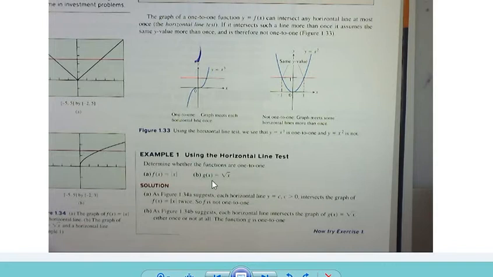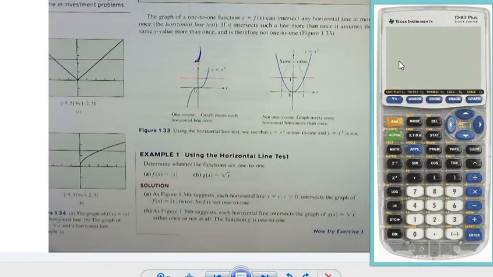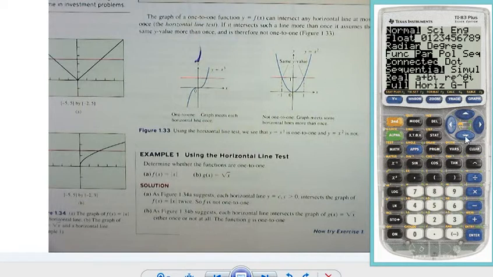In example number 1, they give us a couple of functions and they want us to do the horizontal line test. The first one is f of x equals the absolute value of x. You could do this real quick on your calculator. We'll probably have to switch that back to function mode. We already know the answer, but let's go through the process anyway.